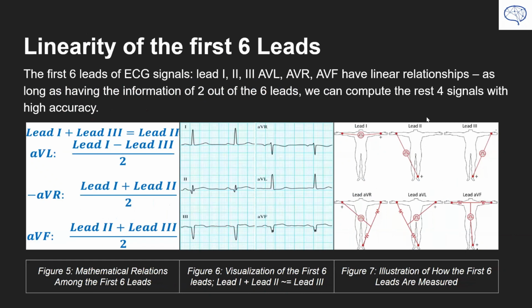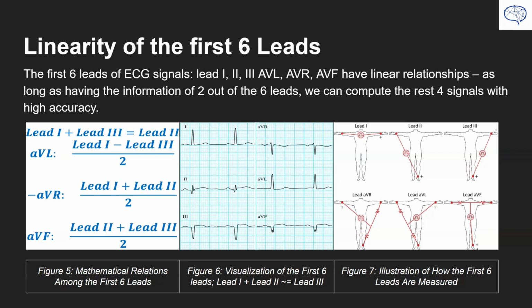All right, so before we introduce the machine learning models, it's worth noticing that the first 6 leads of ECG signals, lead 1, 2, 3, AVL, AVR, and AVF have linear relationships. So as long as we have the information of 2 out of the 6 leads, we can compute the remaining 4 signals with very high accuracy.